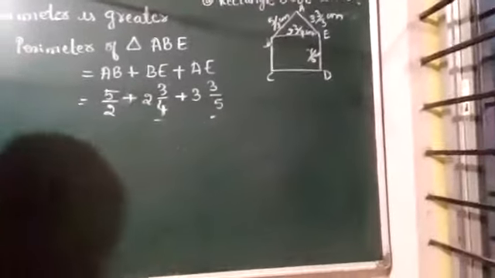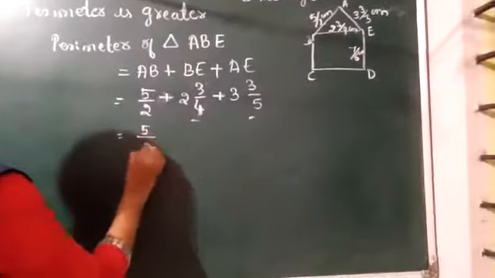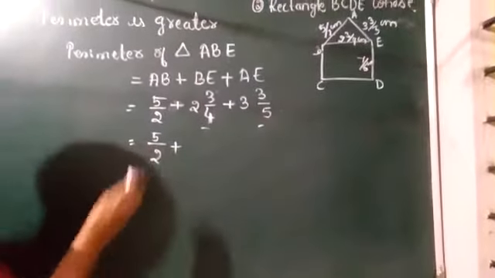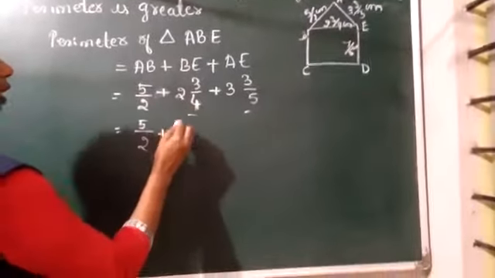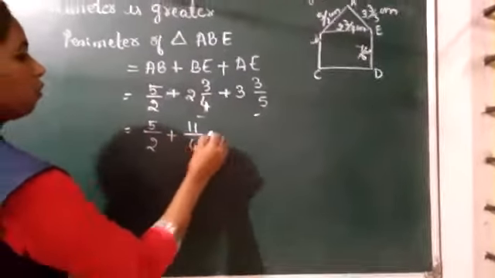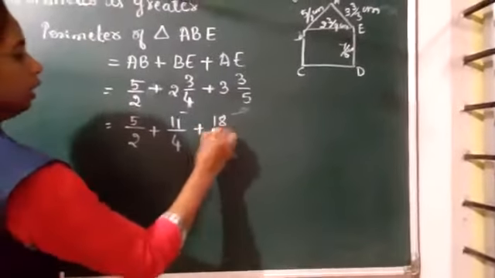These are mixed fractions. First we should convert them into improper fractions. So first, 5 by 2 write as it is. You know how to convert: 2 4s are 8, 8 plus 3 is 11, so 11 by 4. Then 3 5s are 15, 15 plus 3 is 18, so 18 upon 5.